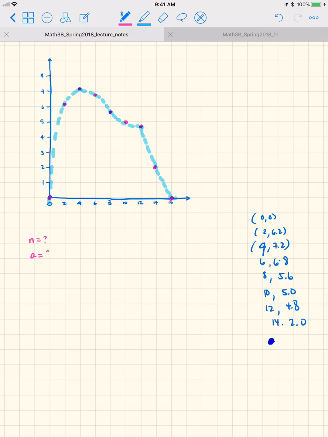What is A? What is B? And what is our f of x? Well, N is going to be, let's see here, 1, 2, 3, 4, 5, 6, 7, 8. N is going to be equal to 8. A is going to be 0. B is going to be 16. And our f of x, we don't have a formula for f of x. It's going to come from the data. So this comes from the data.